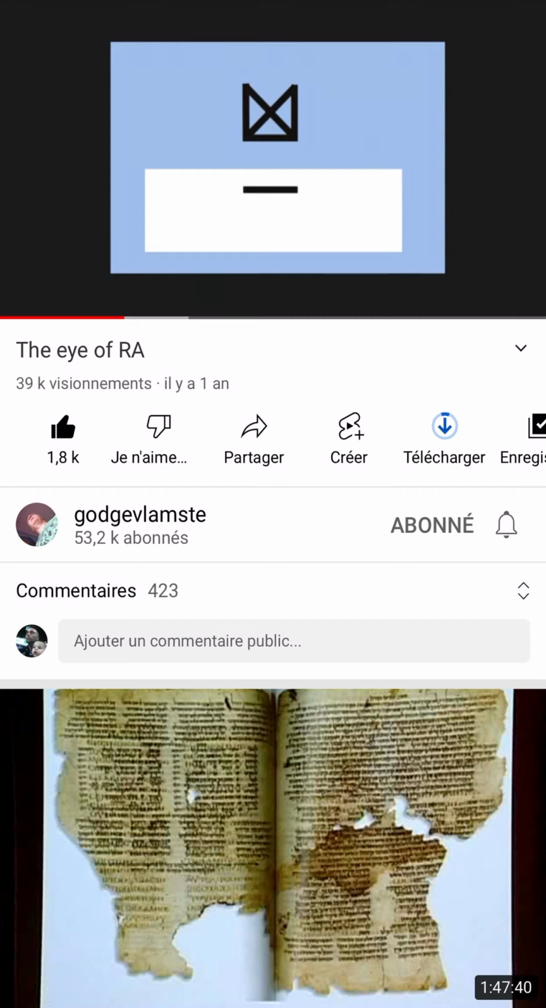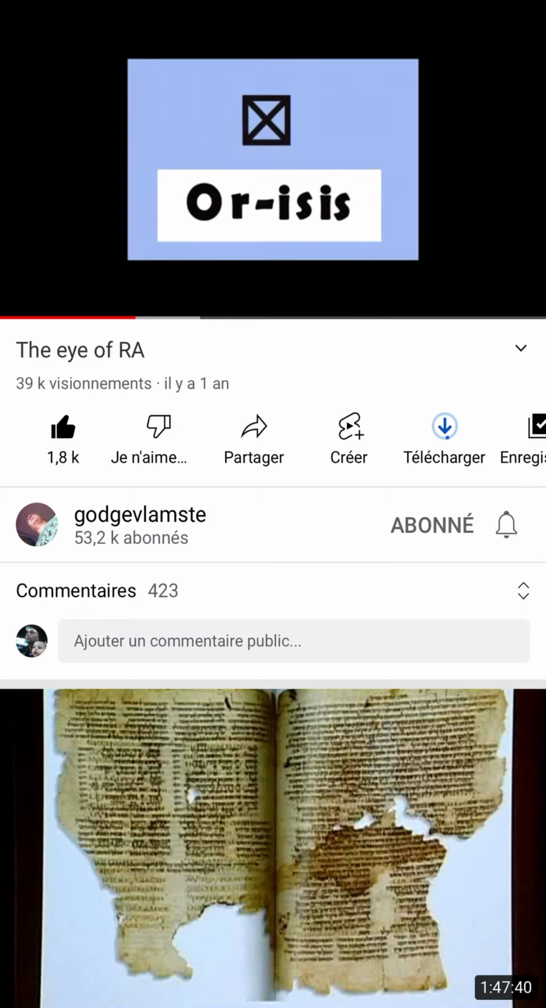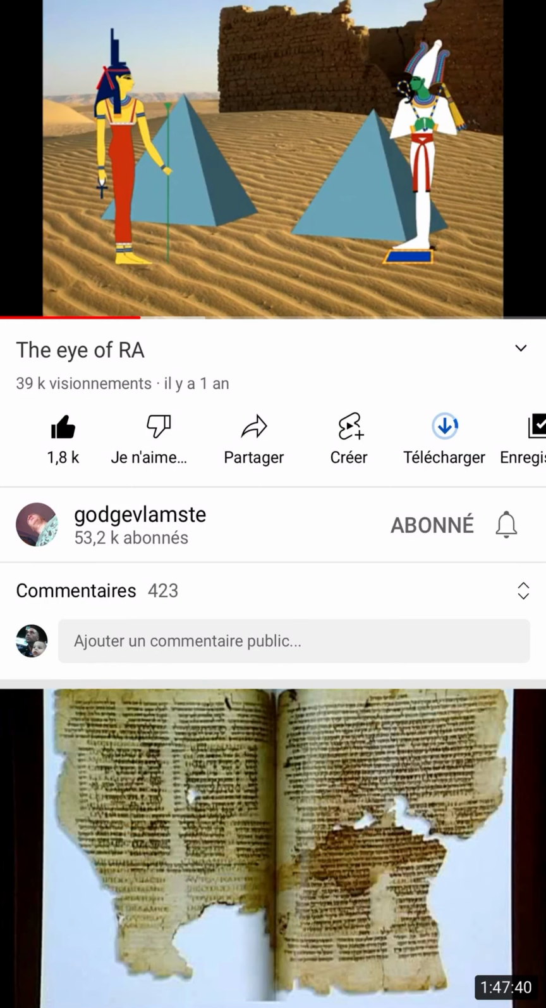Let's take a top view of the first pyramid. Isis. The brother of Isis was Osiris, or Isis, reflector of Isis, mirror of Isis. Now we know the name of the pyramid, but what way are they pointing?